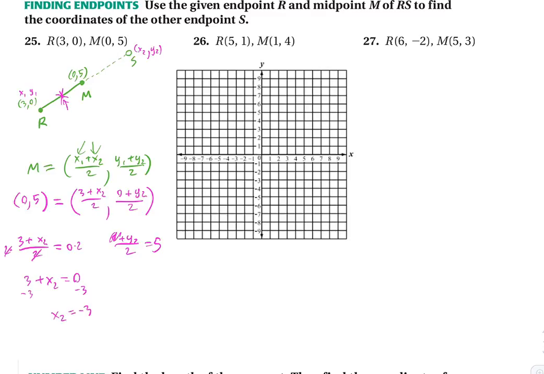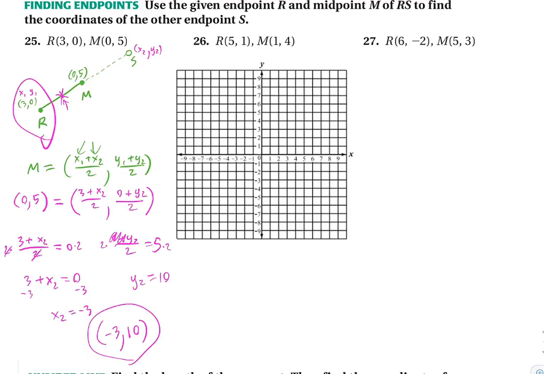This is 0 plus, which doesn't matter. So it's just y2 over 2. Multiplying by 2, I just get y2 is 10. So the point I was looking for is this. And you could just plug R and my newfound S into the midpoint formula and check. All right?